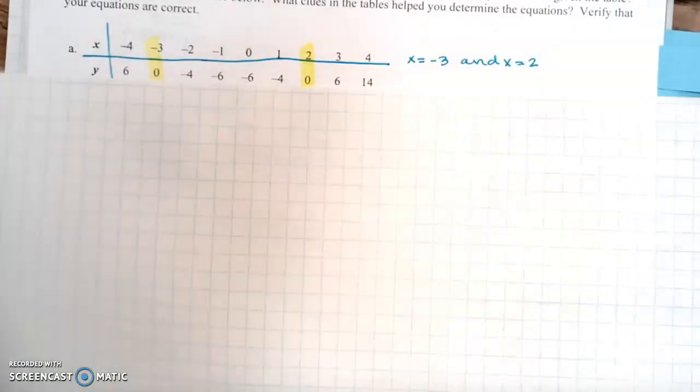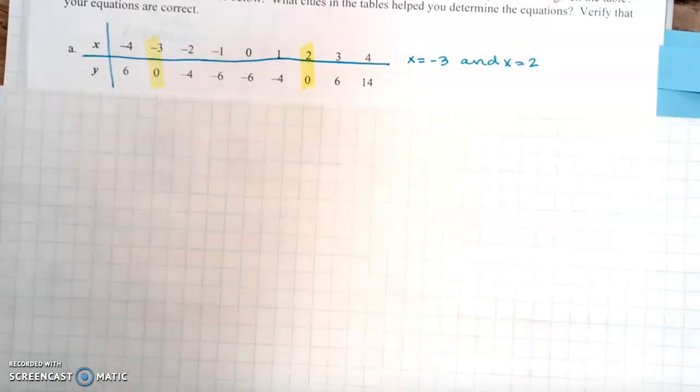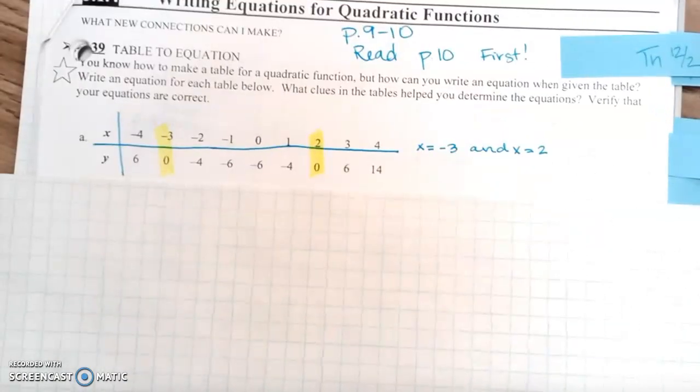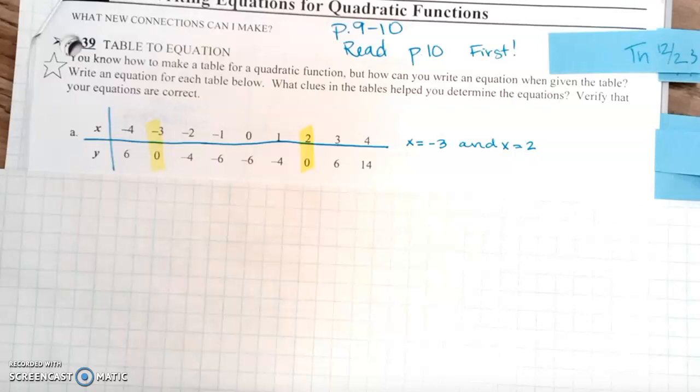So for question number 39, this is table to equation. So you know how to make a table for a quadratic function, but how can you write an equation when given the table? Write an equation for each table below. What clues in the table help you determine the equation? Verify that your equations are correct.